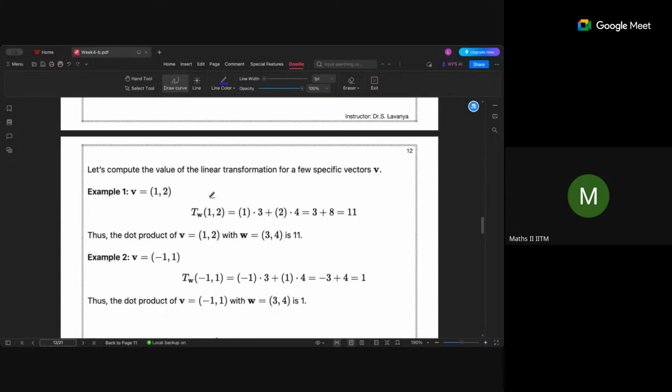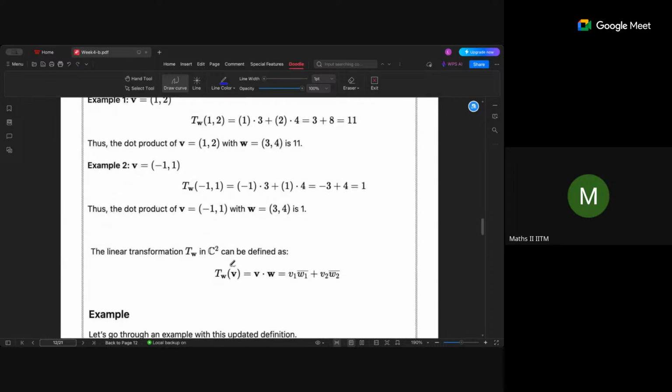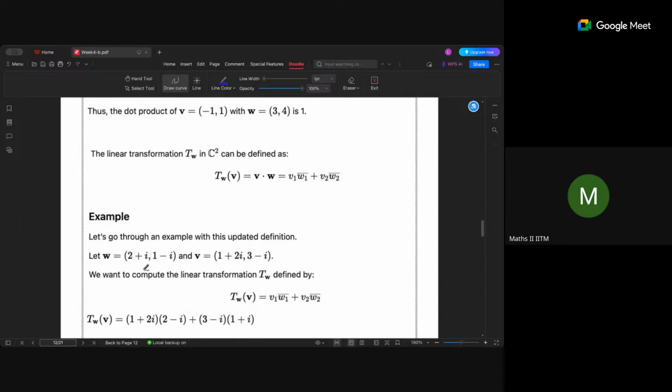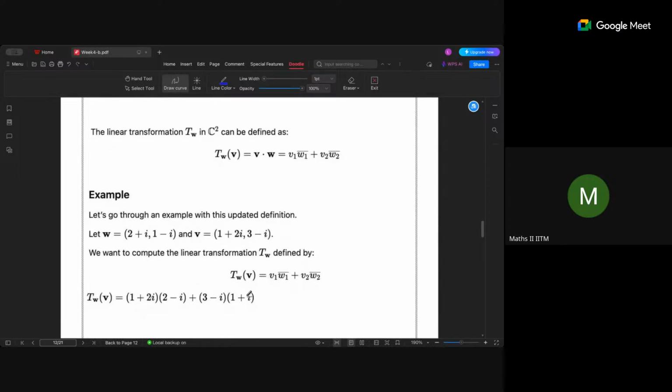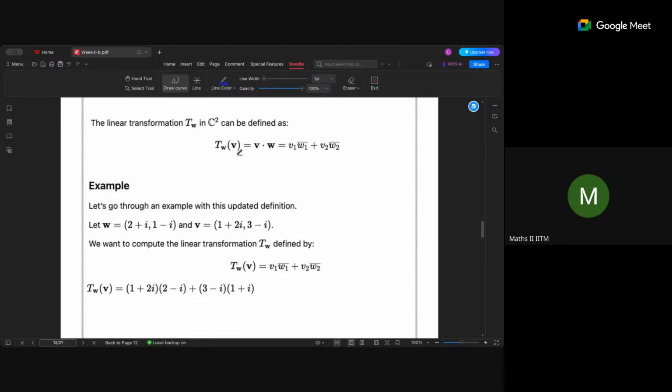Here are some specific examples if you want. T_W of (1,2), where W is (3,4), is given here. Here W is the same (3,4), but for a different vector it is done. Okay, fine. Now let us look at the same transformation in C2. In C2 the definition is the same, but the dot product has a complex conjugate for the second argument, right? That is the difference here. Now suppose you have a fixed W and you have a V. Then you have these as the images. Now can you tell me what is the matrix representation of this?